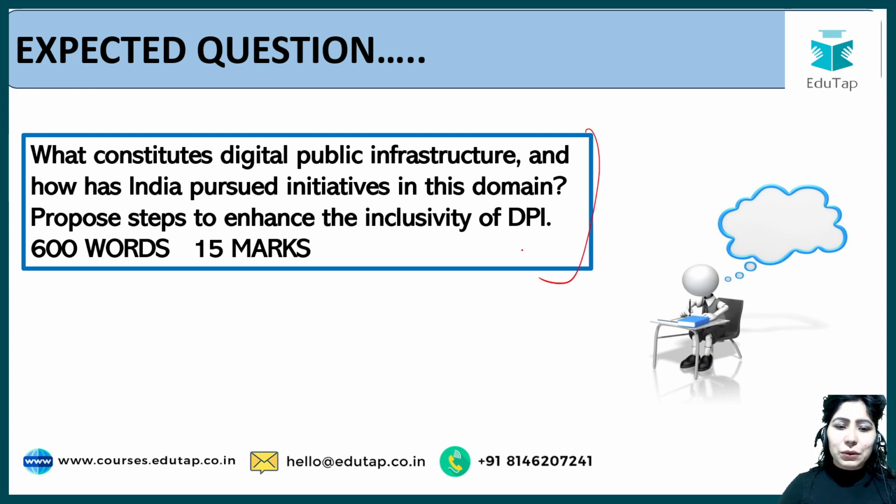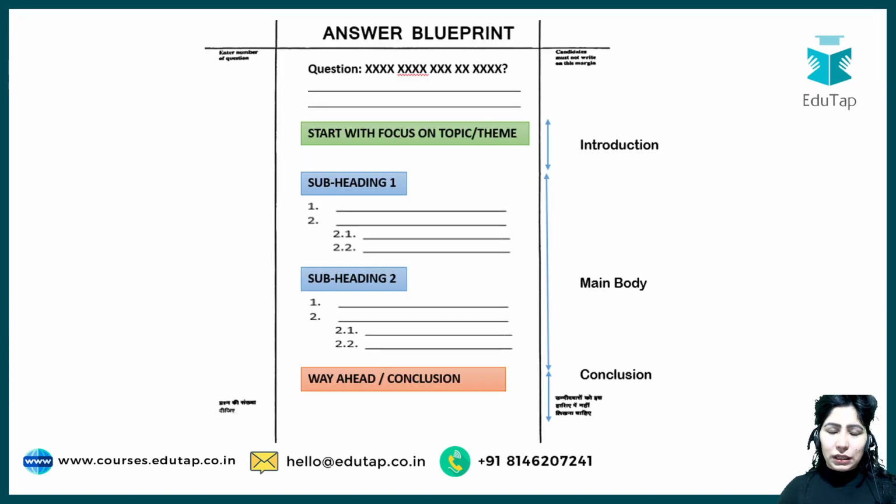So what constitutes digital public infrastructure? I will be using the term DPI for this. And how has India pursued initiatives in this domain? Propose steps to enhance the inclusivity of DPI. So this is going to be for 600 words and for 15 marks. So this appears to be a very, very simple question if you know the topic. And even if you don't know it, let me make you aware of all the aspects of this topic.